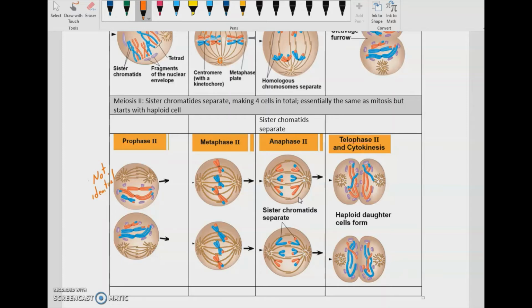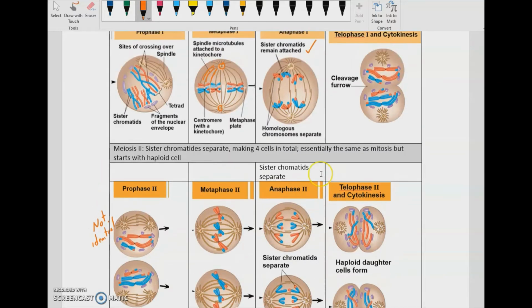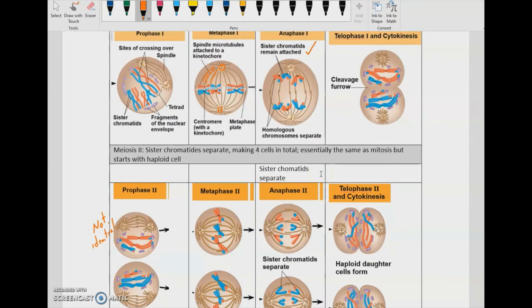Because in mitosis, the idea was to try and make them identical. But what we did was not to make them identical. In fact, we want variation. We want them to have different genes in them.